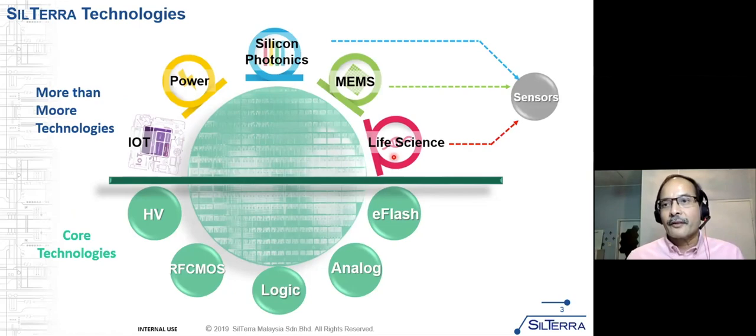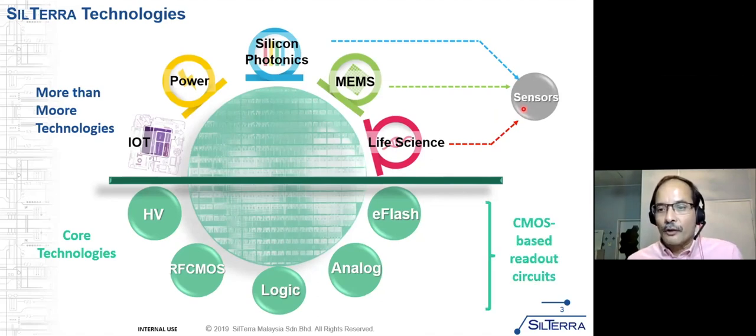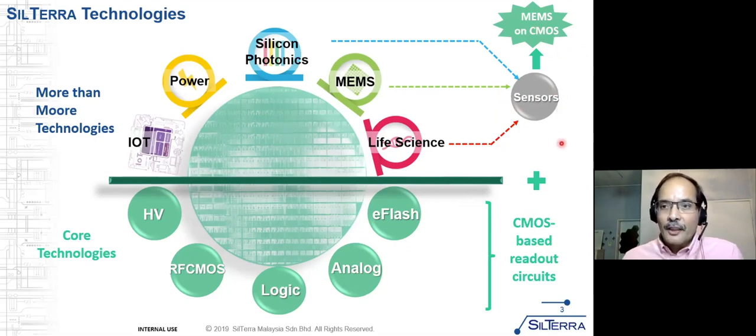So here what happens is that our customers can use any of these technologies, silicon photonics, MEMS, and life sciences, to build sensors. In some cases, they can also build CMOS based readout circuits using any of these technologies. And in some cases, we support building these MEMS or sensors on top of CMOS. That's what we call MEMS on CMOS. We have customers that do MEMS on CMOS, and we have customers that just do the MEMS and go for off-chip readout circuits, and we support both models.